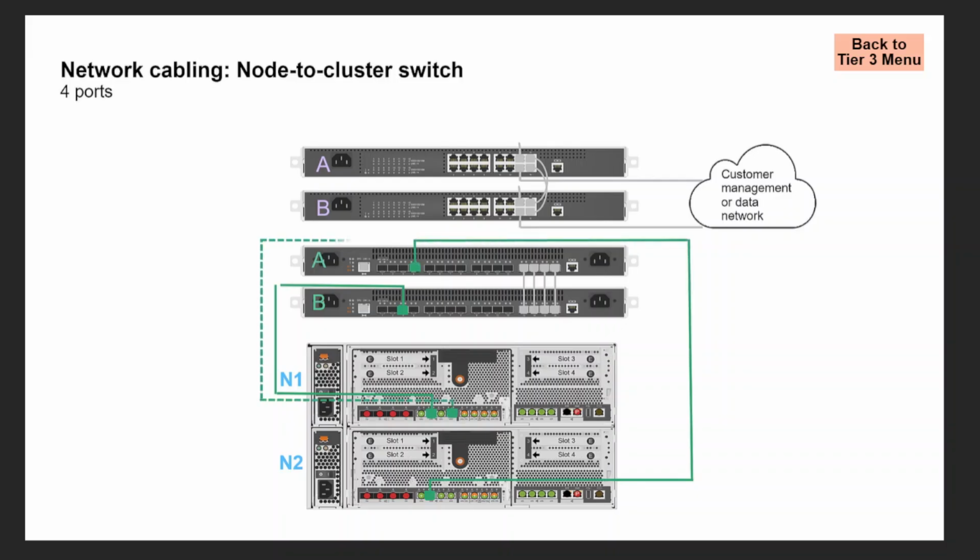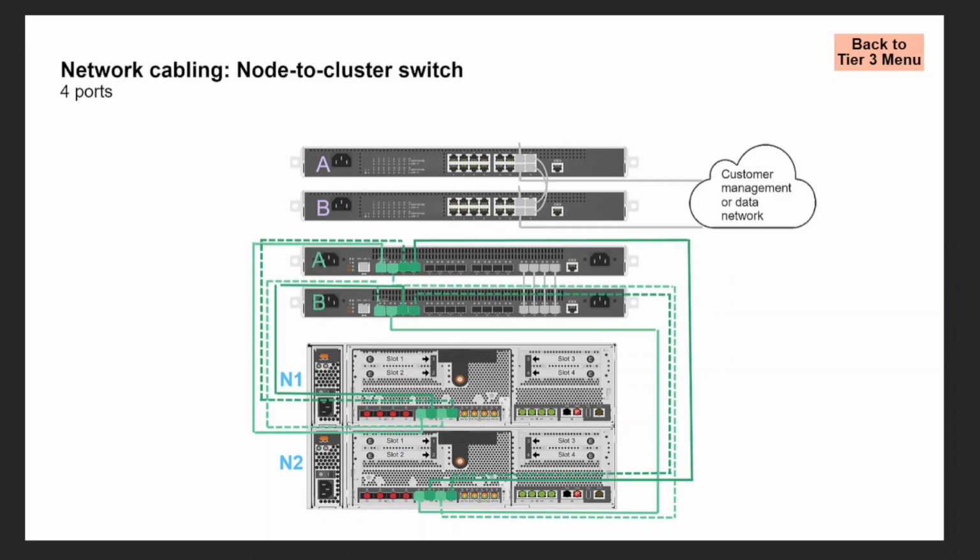Connect E0D on Node 1 to port 3 on switch A. Connect E0D on Node 2 to port 4 on switch B. Now, bring back the primary and secondary connections to see the final result.